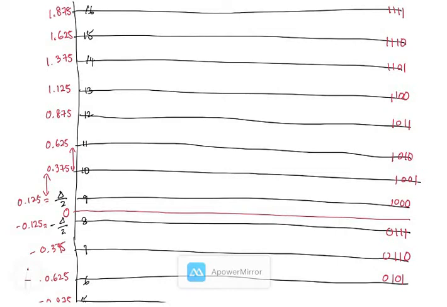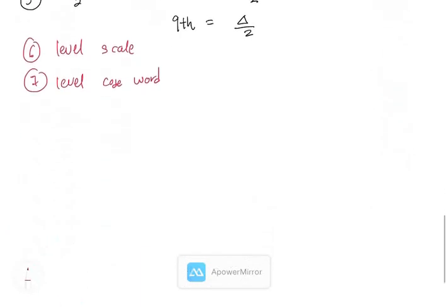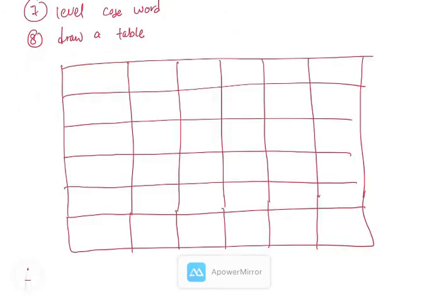So step number 8 is draw a table, and step number 9 is to fill in the table. I have done the table, and then you can fill in how many bits. Okay, it's 4-bit words, right? And then the question asks you for the first 5 samples only. So 0, 1, 2, 3, 4. So this is referred to as the first 5 samples.